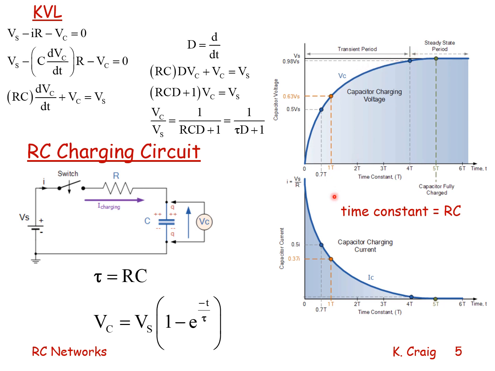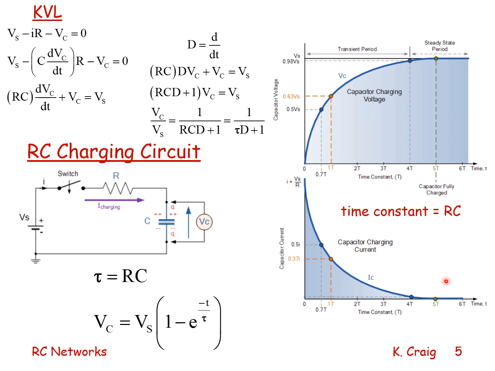The current behaves with an exponentially decreasing curve. At time t equals 0, the current is maximum, equal to the supply voltage divided by the resistance. At the value of time equal to the time constant, R times C, the value of the current is 37% of the maximum value. And at 5 time constants, it's essentially 0.